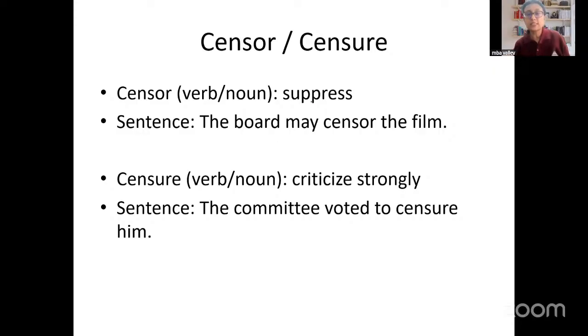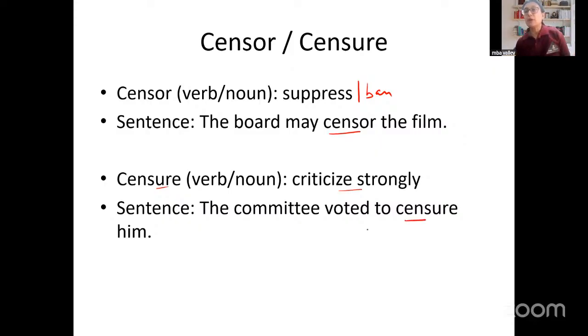Censor. Now, censor is to suppress or to ban. जैसे film censor करती है. The board may censor the film. Censure is to criticize strongly. The committee voted to censure him.